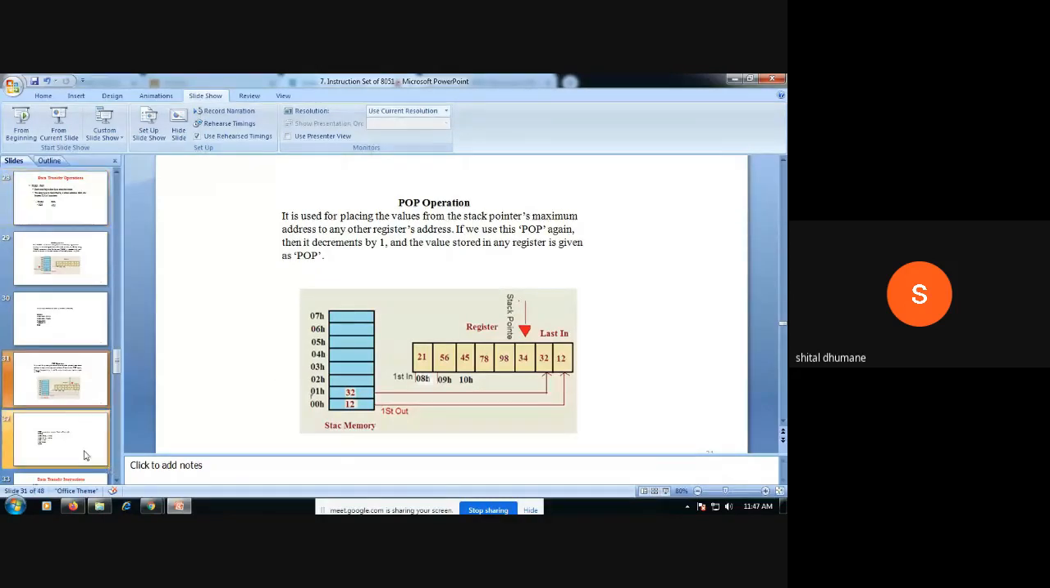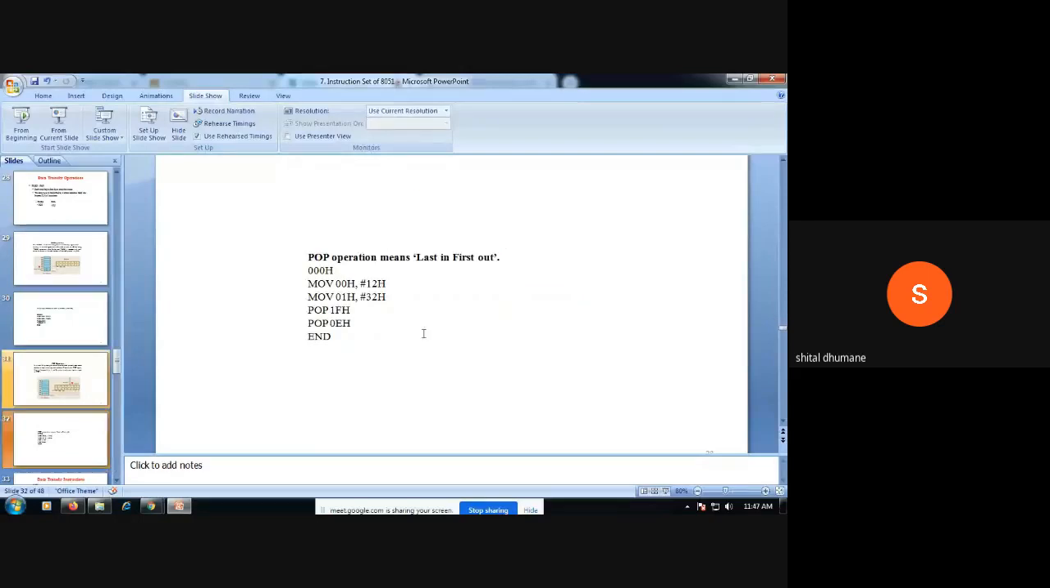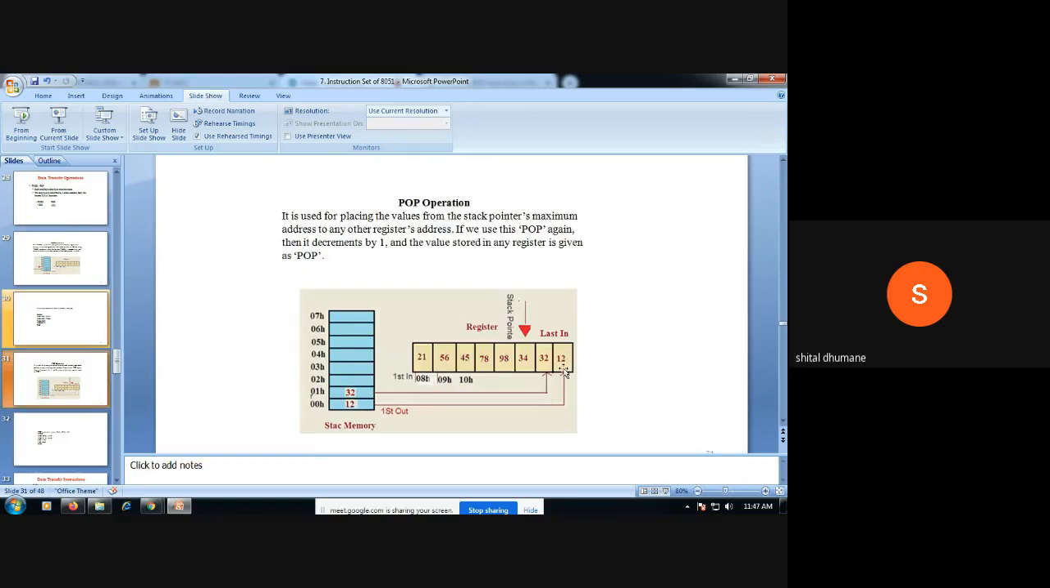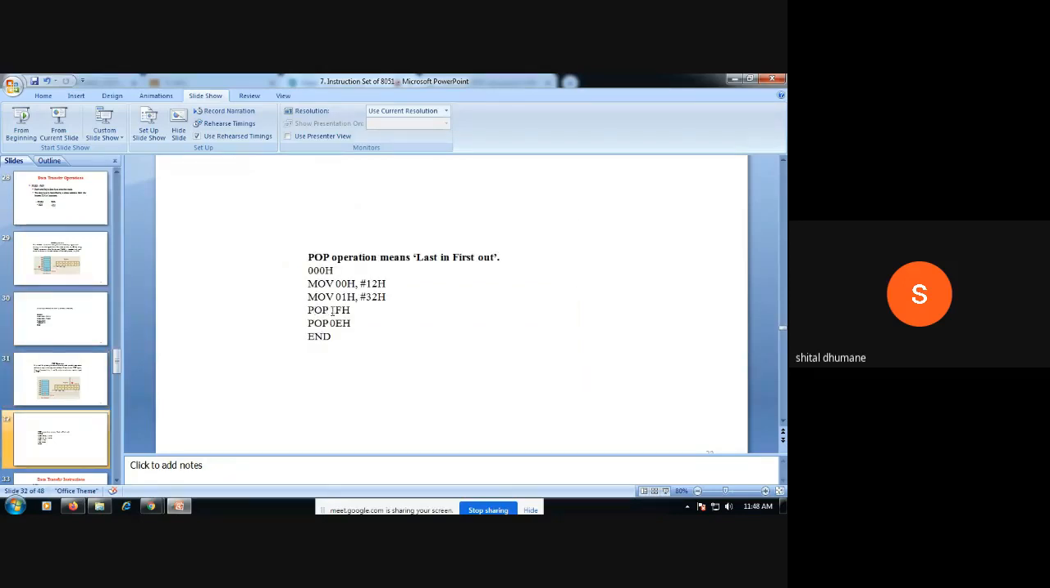So here your stack pointer will be decremented by 1, and then your data will move to another memory location. You can write this in your programming also. For example, here your 00 memory location of your stack pointer will be 12H, then 01 is 32H. We will pop 1F and then decrement that, 0E. So if you have these locations, this is 1F and this is 0E, you can consider those memory locations where you have to store the data. I have popped the data 1F and then I have popped that data at 0E.